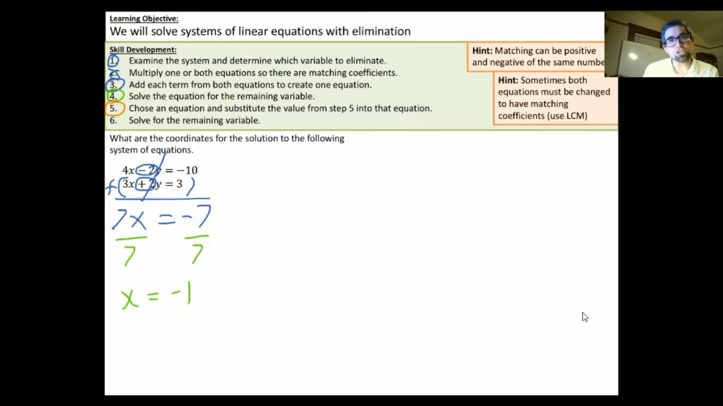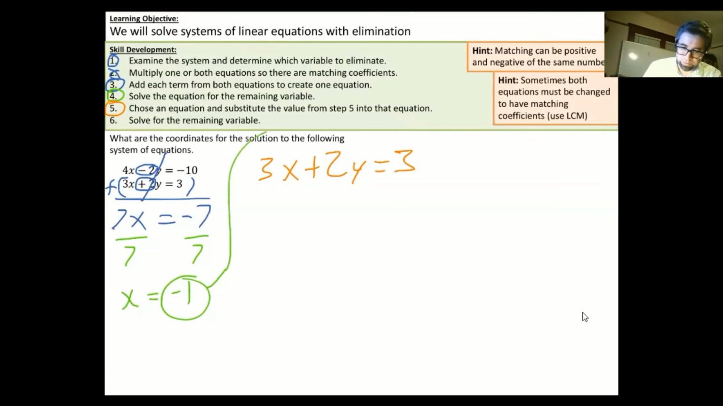Choose an equation and substitute the value you found into it. I'm going to choose an equation that looks easy. I think the bottom one looks easier to me because there are no negatives. So I'm going to take the bottom equation, 3x plus 2y equals 3. Either equation would work. Choose whatever one looks easiest to you. Take this -1 and substitute it right here for x. Let me draw this arrow again so it doesn't interfere with the work I'm about to write.